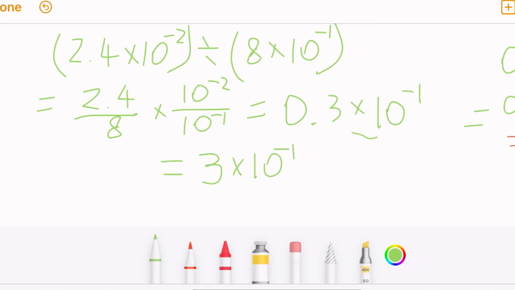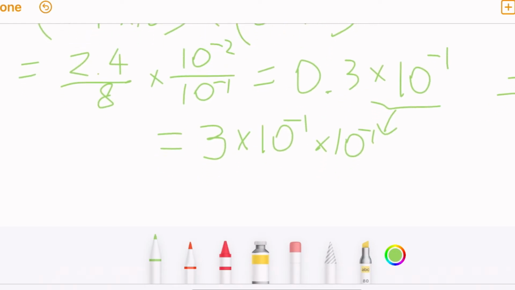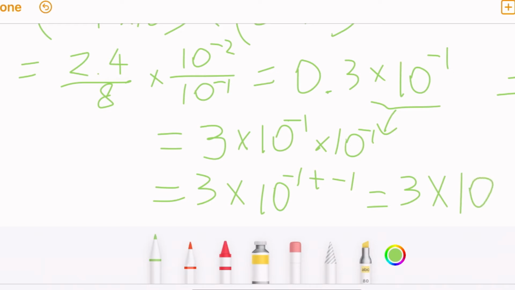And then we still need to move this 10 to the power of negative 1 down. Don't forget that. Times 10 to the power of negative 1. So we will get 3 multiplied by 10 to the power of negative 1. Since it's multiplication, we are going to add these two, plus negative 1. Therefore, we'll get 3 times 10 to the power of negative 2. And that's our final answer, and that's done.